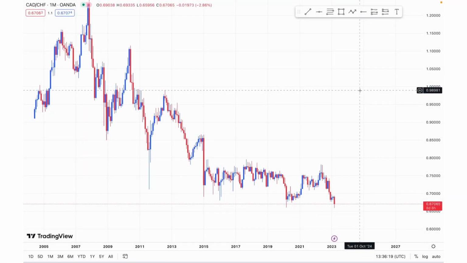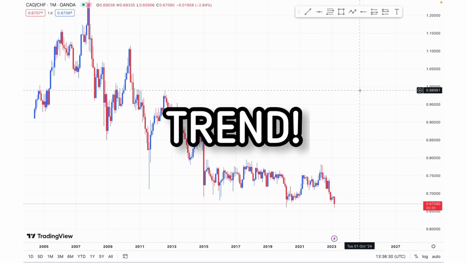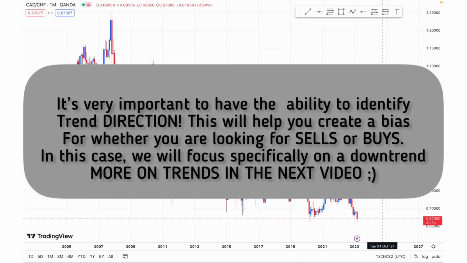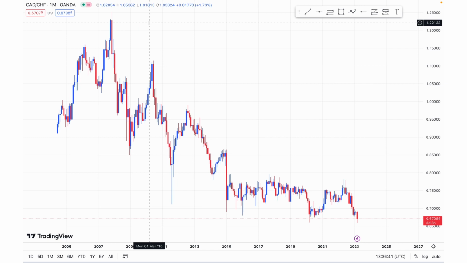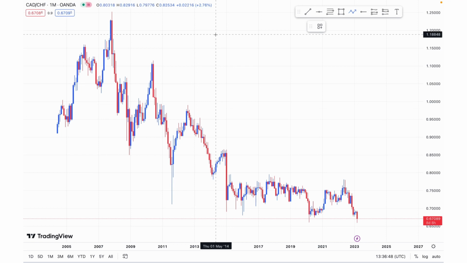So when I analyze, the first thing I do is open the monthly or the weekly time frame, right? That's just for me to identify the overall trend. So looking at this chart, it's clearly in a downtrend, right? But before I say that, we have to know what a downtrend is. A downtrend is basically a series of lower lows and lower highs, right?